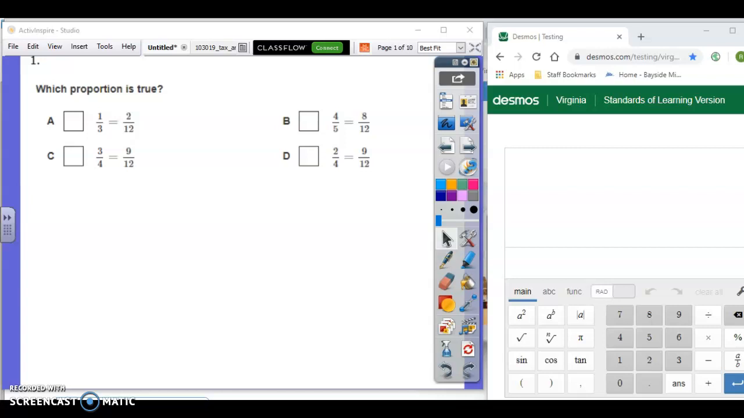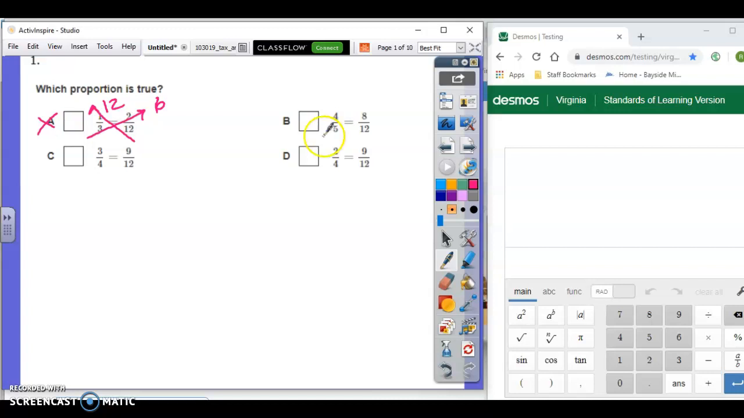All right, so let's review the proportions quiz. Question number 1 says, which proportion is true? So in order to determine which proportion is true, you can cross multiply and see which one has the equivalent numbers. So 3 times 2 is 6, 12 times 1 is 12, so A is not your correct answer.